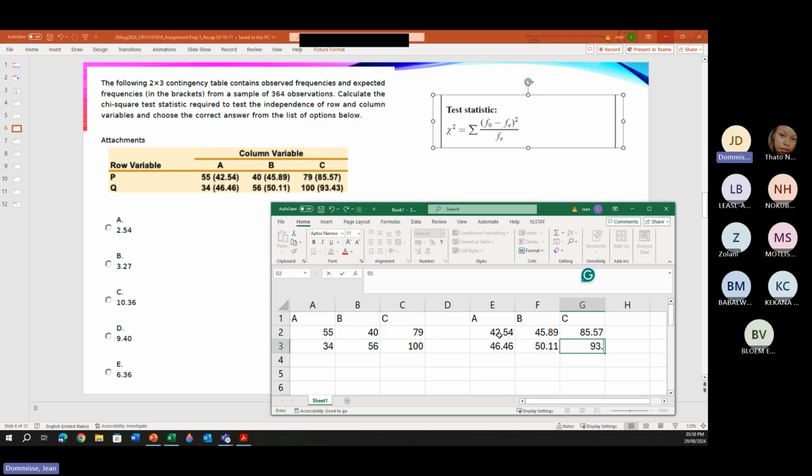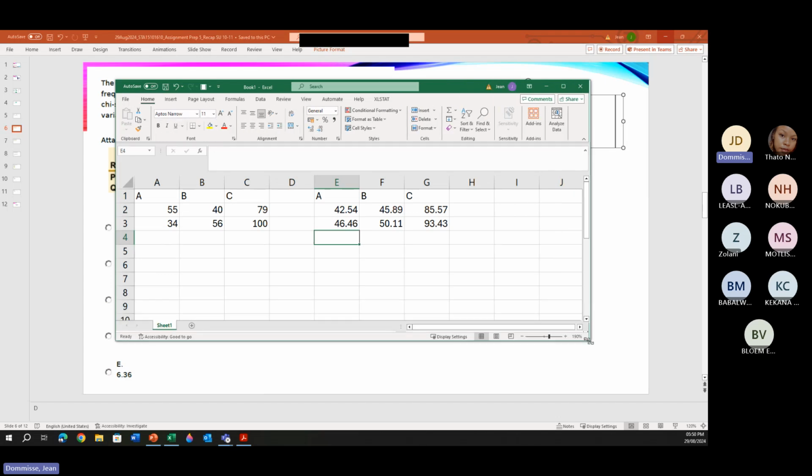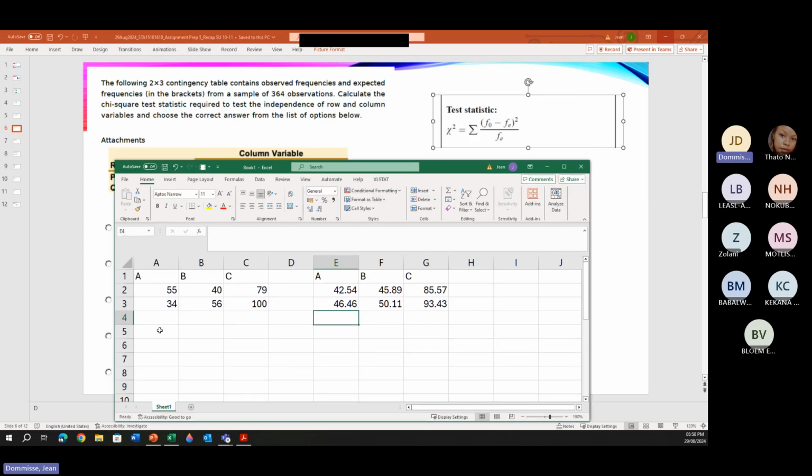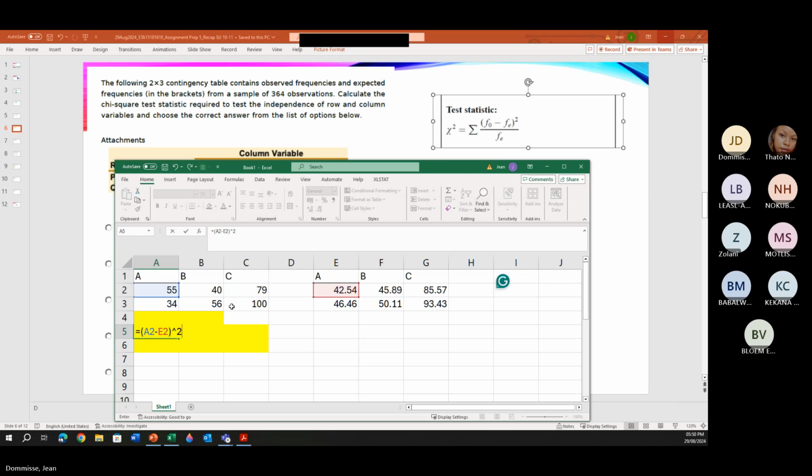So that has not taken us that long. And then I will just say in this block, I'm just going to do what I need to do with that formula. So it's for observed minus the expected to the power of 2. And let's just make sure that Excel sees that as a formula divided by the expected.